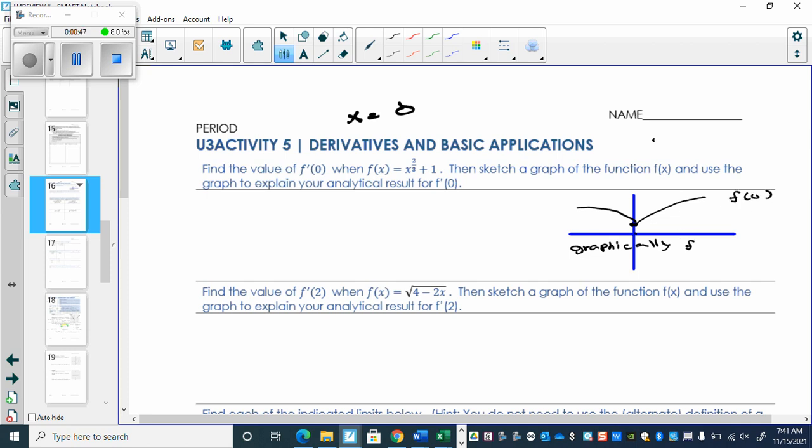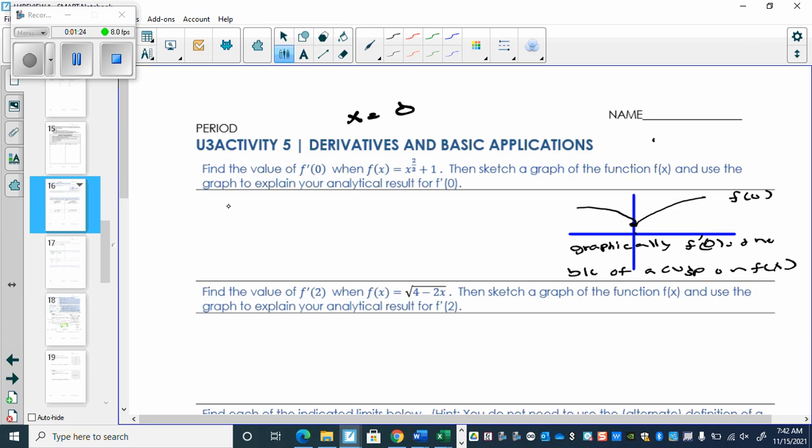Graphically, f prime of 0 does not exist because of a cusp on f of x, which means the derivative is not the same from the left and the right. So the limit is not the same from the left and the right. Therefore, when we get to 0, that derivative is not going to be the same.